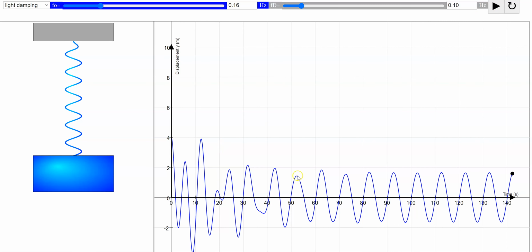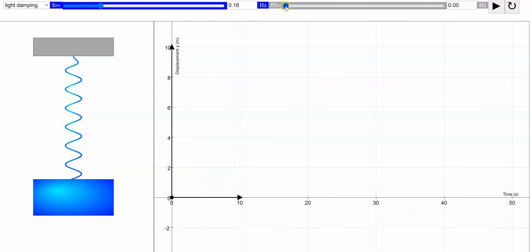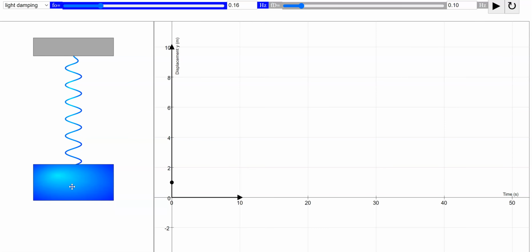Now, to show you that it does not depend on initial conditions, I want to change initial conditions so you can see that it does not depend on initial conditions. So I'm going to place the same force, frequency and light damping, and I'm going to put initial conditions like this.